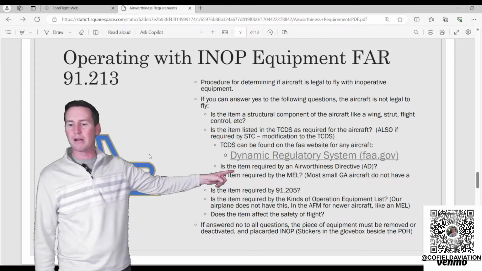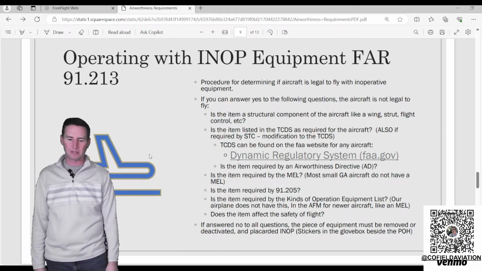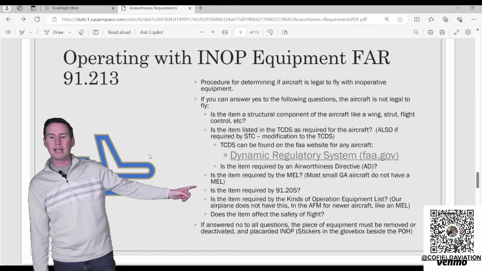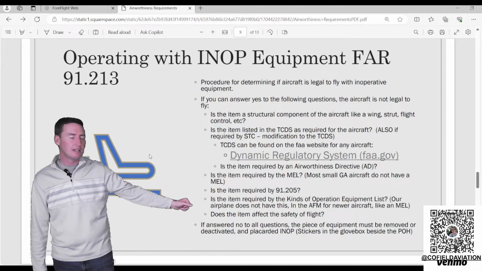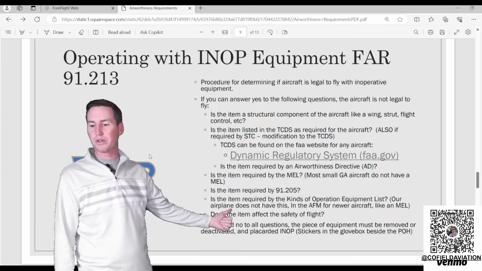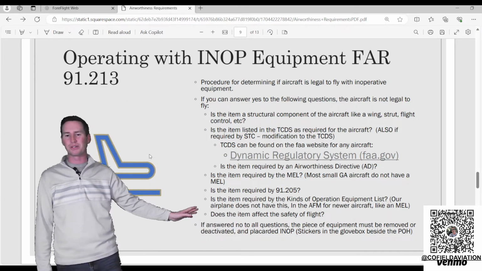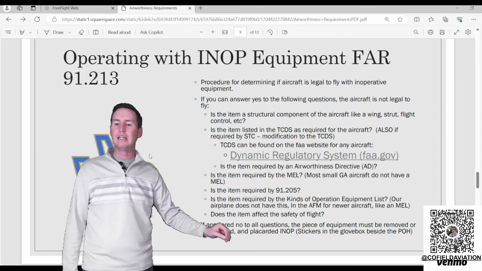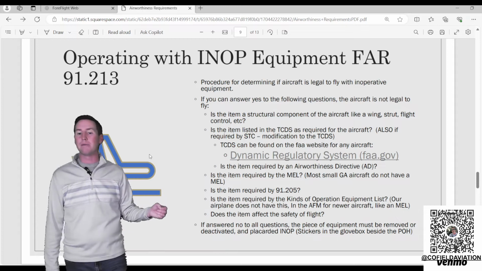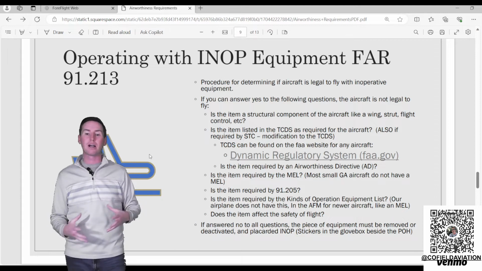Is the item required by an airworthiness directive? We just talked about ADs, so you would have to know all the specific ADs for your aircraft. Is the item required by an MEL? So what is an MEL? MEL is a minimum equipment list, and most small general aviation aircraft do not have an MEL. I will just say all small general aviation aircraft don't have an MEL. I fly a private jet for a living, and we do have an MEL, a minimum equipment list, and that's what we use when we have inoperative equipment.